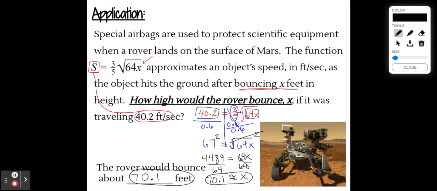So at that speed, when the rover's traveling at that speed and lands on Mars, it's going to bounce on impact. It's going to bounce about 70 feet. But remember, those special airbags that are inside are used to protect the scientific equipment when they land because of that bounce.